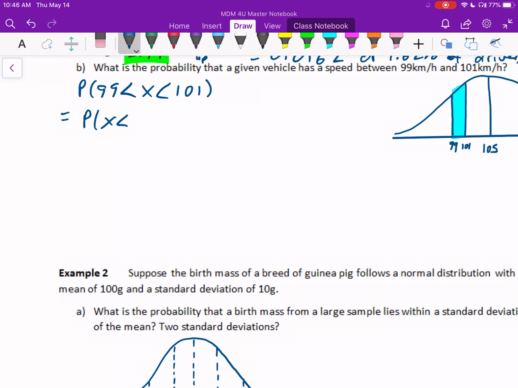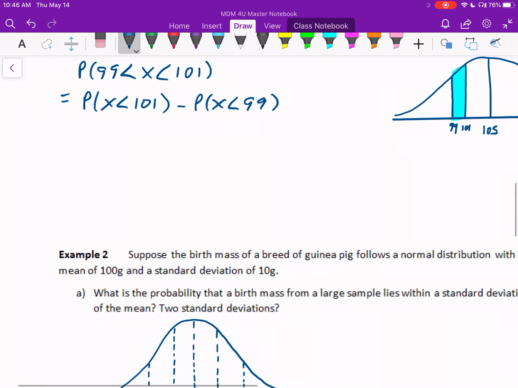Again, x is less than 101 minus the probability that x is less than 99. Again, that's what I just showed on the graph. That's why graphs are helpful so you can see what's going on. The only way I'm going to get those two probabilities is from my z-score table, right?